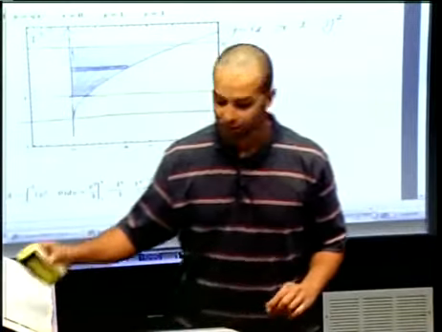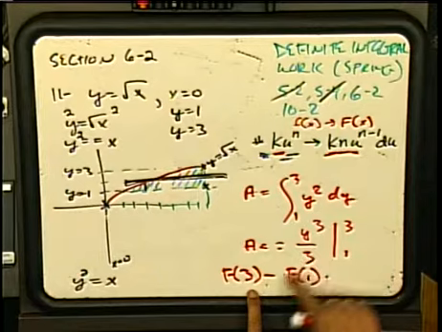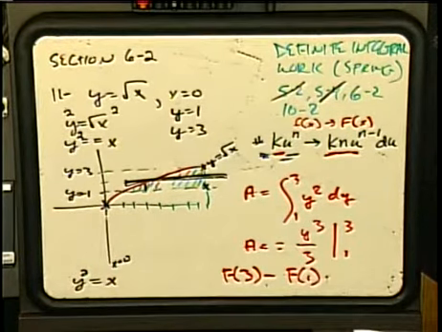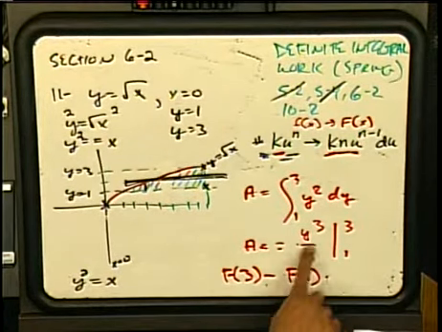So when you do f of 3, that's just the original function, correct? The capital F is the antiderivative. So this is the antiderivative. You plug in 3 into here. Oh, okay, I got you. All right. So 3 cubed over 3 minus 1 cubed over 3.